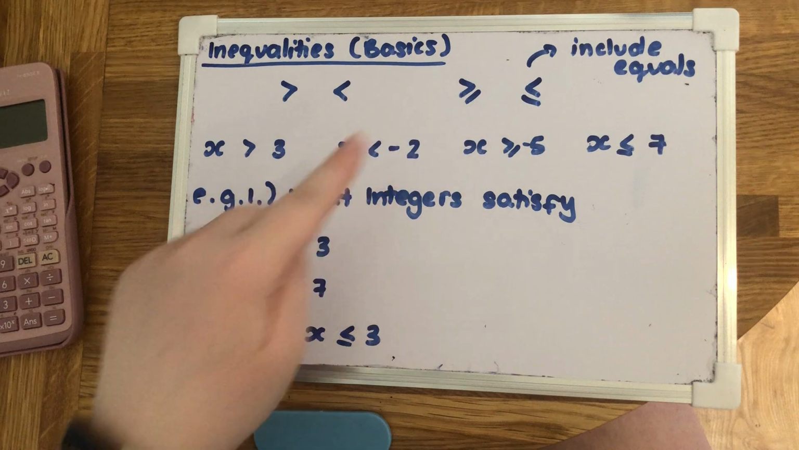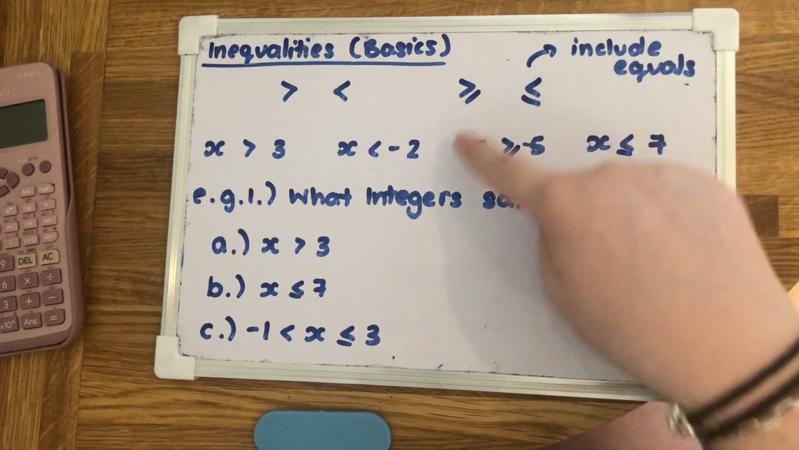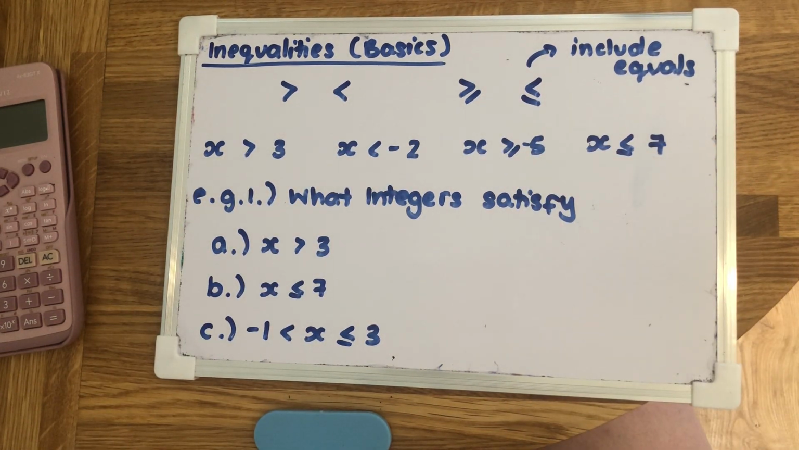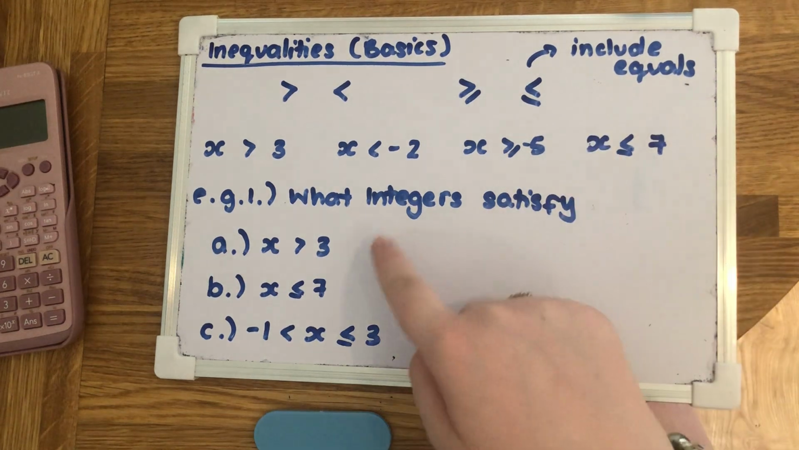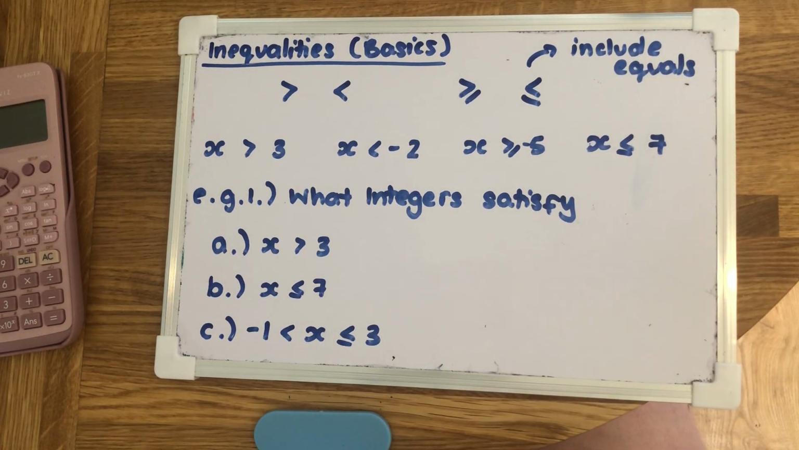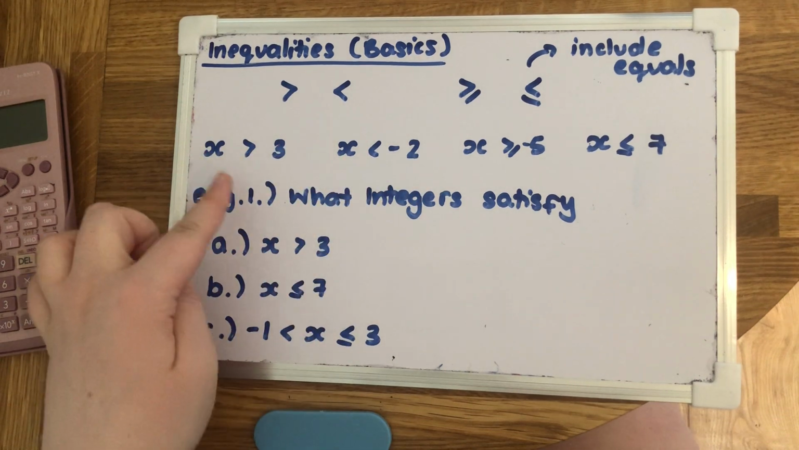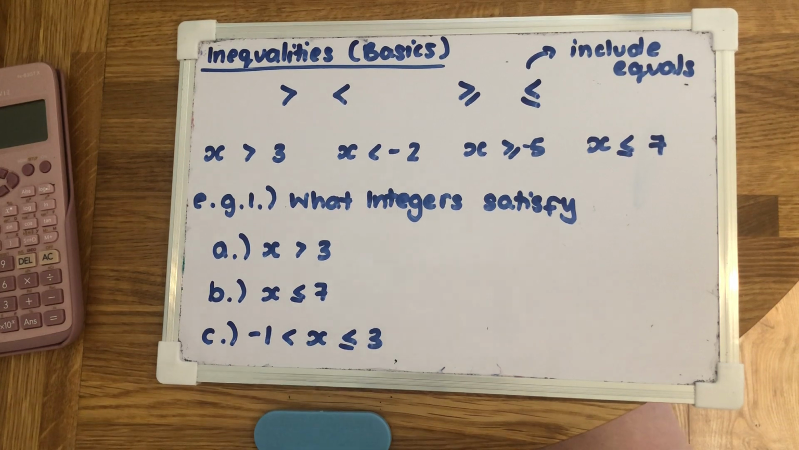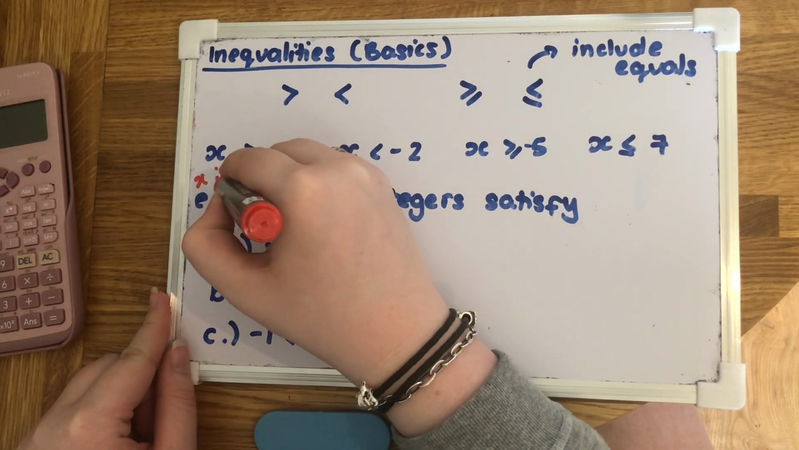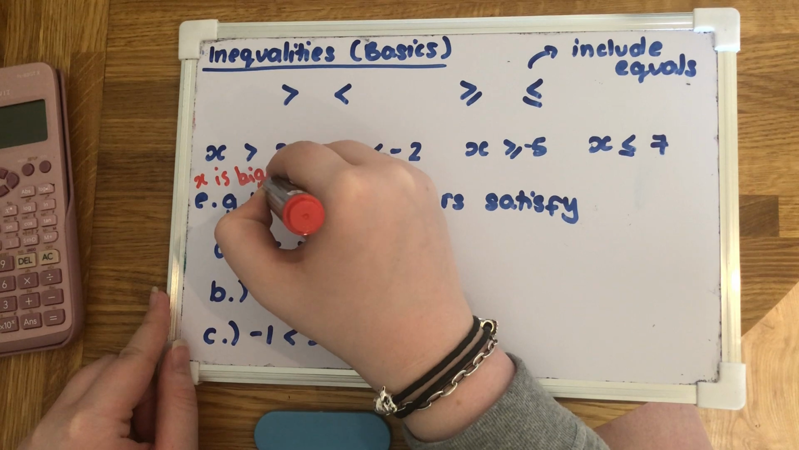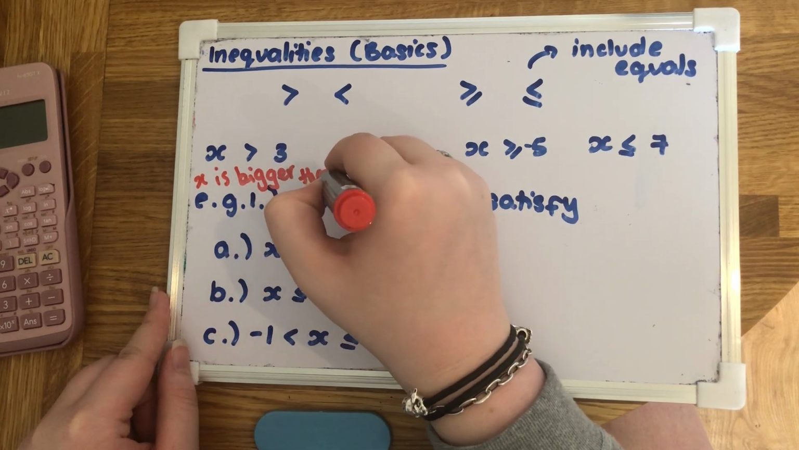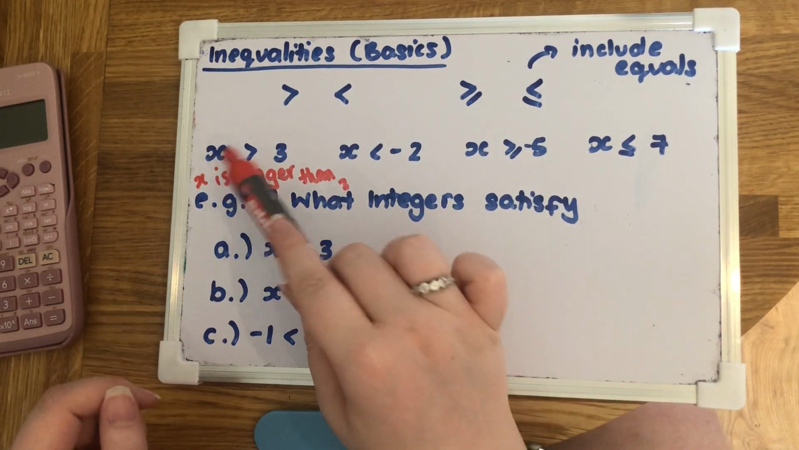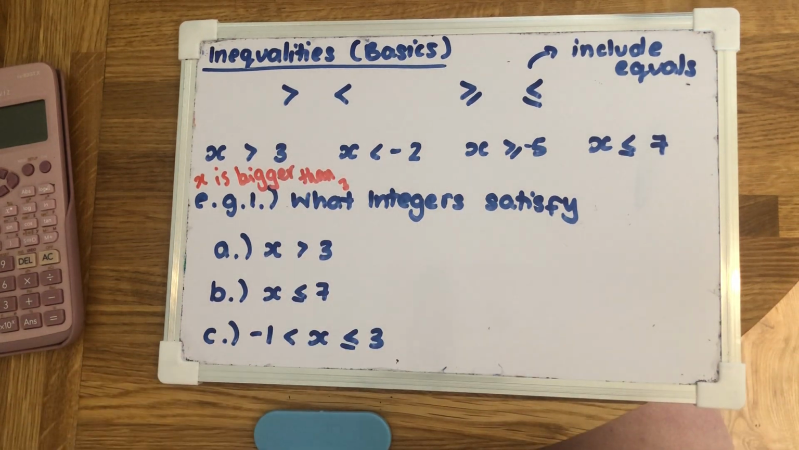Then you've got these ones here which are very similar, it's just they've got an extra line underneath. That means that they can be included as well, like it's equals as well as just being bigger or smaller. You'll see why that's important when we do these ones below. I'm just going to go through a couple of examples. So this one here would mean that x is bigger than 3 because the x is pointing to the 3.